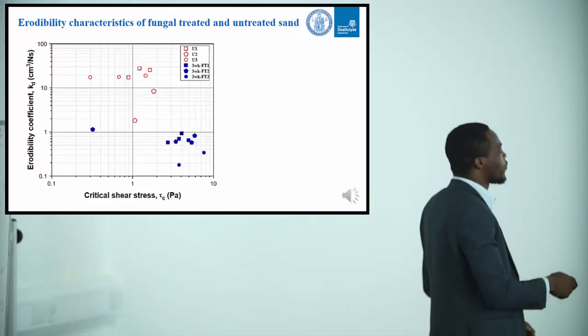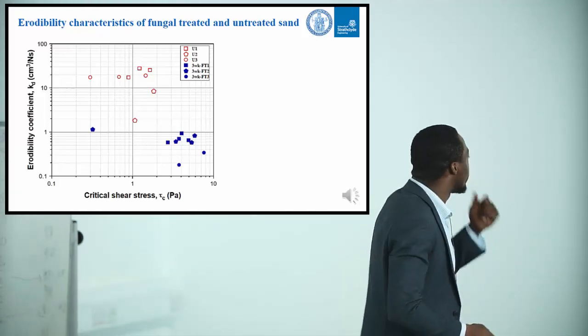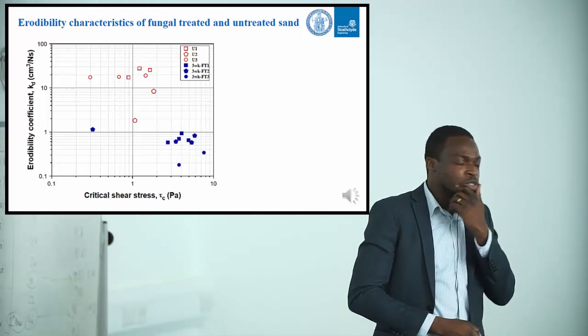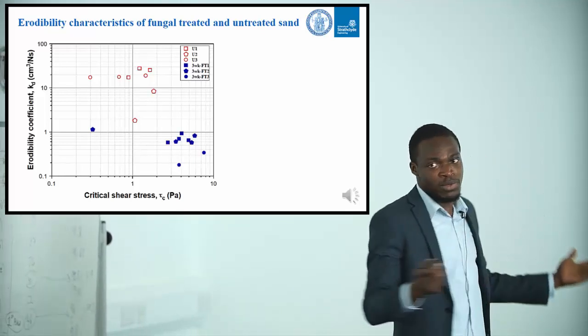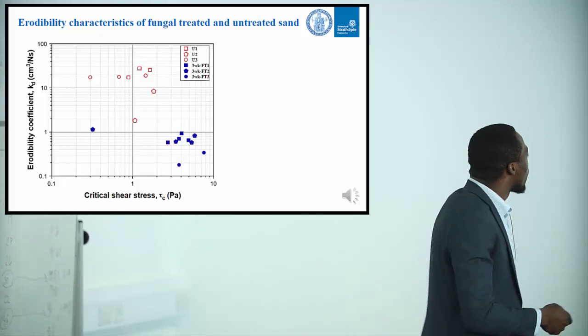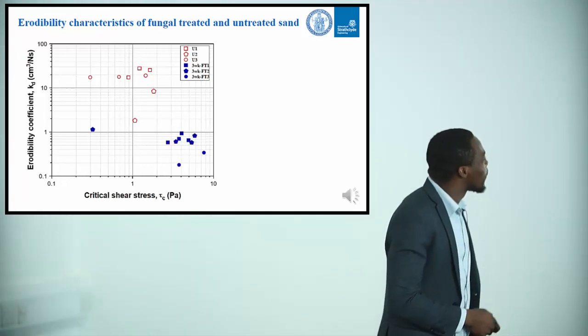For instance, at a hydraulic head of 250, where almost 50% of the untreated specimens are eroded, just about 5% of the treated specimen had gone. And similarly, at a hydraulic head of 500, where for the untreated specimen none was remaining, we still had less than 5% of the treated specimen being eroded.